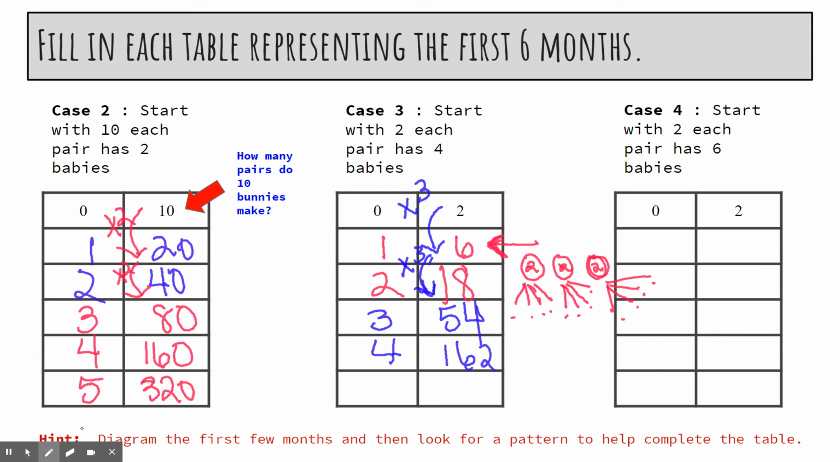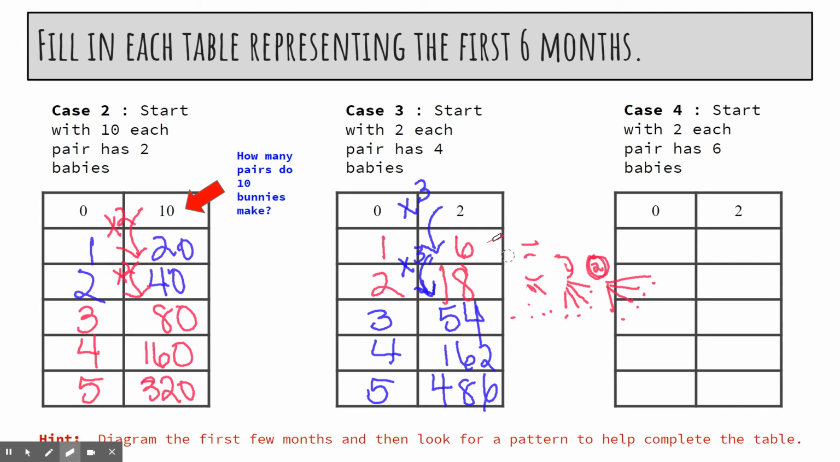And in month 5, you should have 486. Now you're going to have to continue this pattern of multiplying by 3 on your own so that you can come up with the correct answer for which case yields the most after a year.